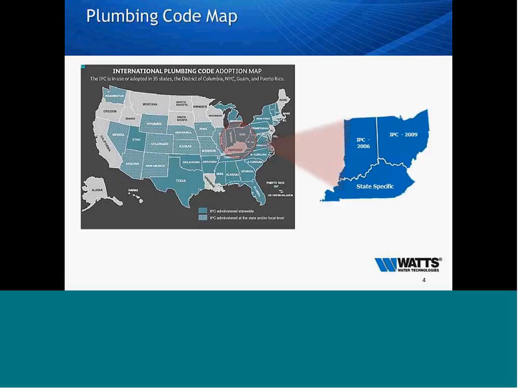and we'll get more into the specific language revolving around that. But that's a good website to go to. It even breaks down adoption. I think you can even get it by county. If you go to the ICC website, they have really good information on maps for their plumbing codes.